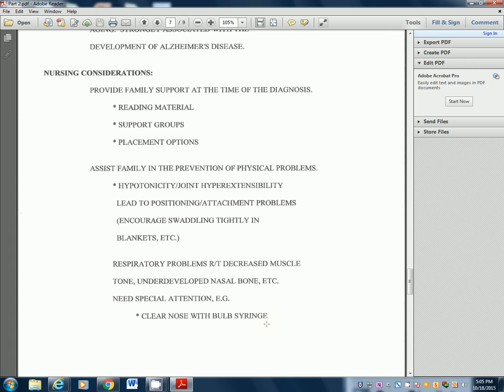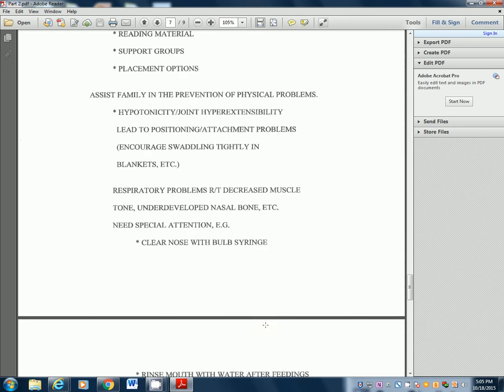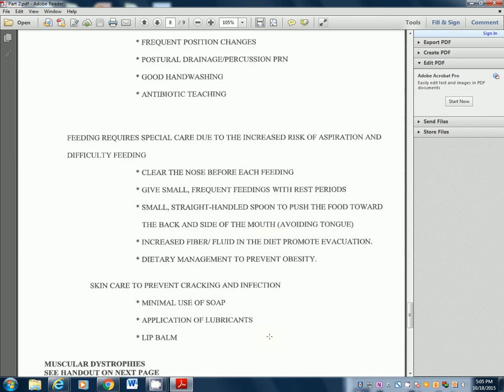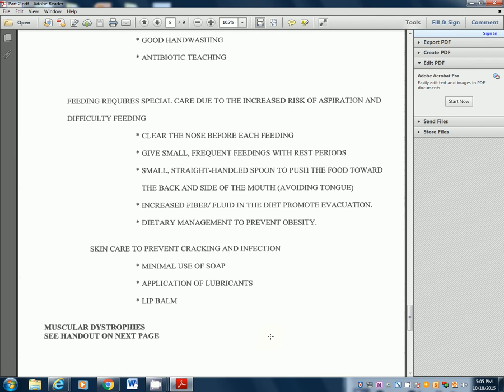Respiratory problems are common because of the decreased muscle tone and the underdeveloped nasal bone. So you want to make sure you're cleaning the nose with a bulb syringe and rinsing their mouth after feedings. Other things like cool mist vaporizers help, changing positions, postural drainage, percussion, good hand washing, and antibiotic teaching to take it all if they have a problem with that.